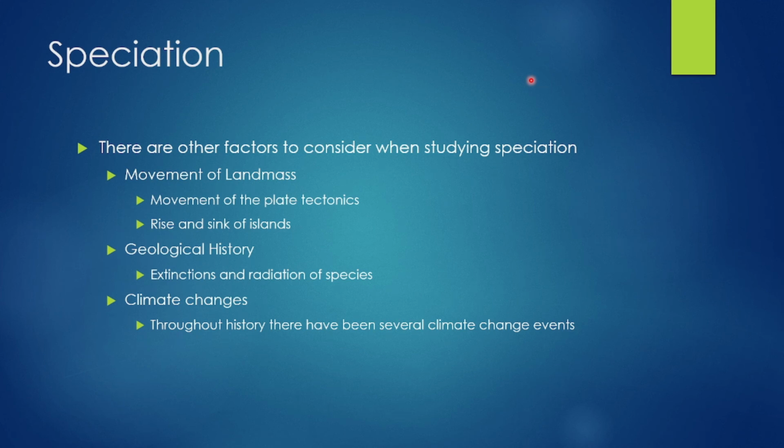Geological history is another factor to consider. So we have the extinctions and radiation of species. Let's say that species A is a predator of species B, but because of a geological event or catastrophe, species A becomes extinct, and therefore allows species B to thrive and form larger populations that would end up breaking into different subpopulations and forming their own respective species.